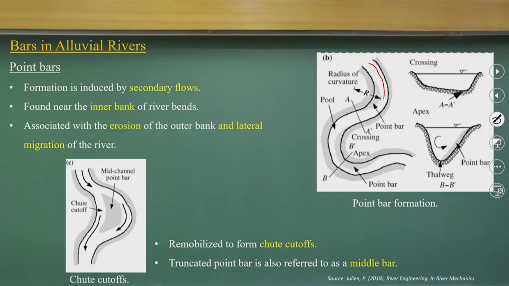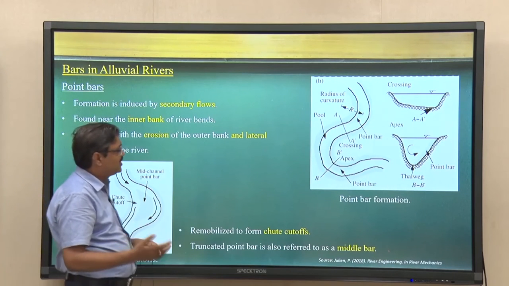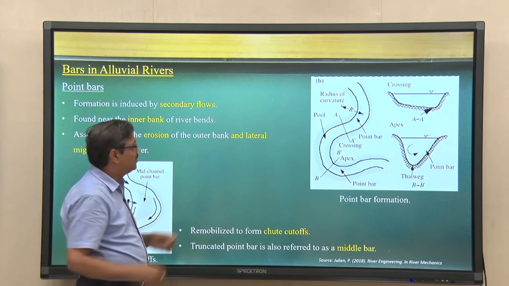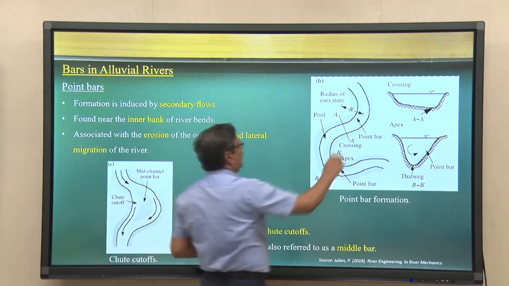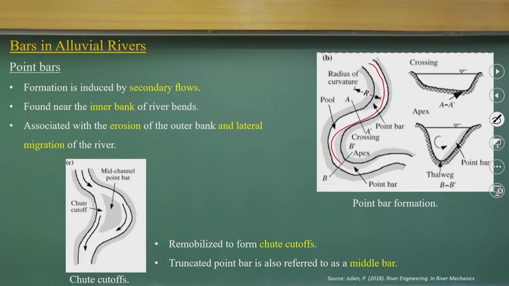Now, if you look at the next one, very interesting, this point bar formation. Again, I am telling you to just sketch the figures to understand the river mechanics. If you have a river, you will have point bar formations, okay. There will be a pool, there will be the point bar formations, the river crossing point will be there. And if you take a cross section at A-A dash, which is just a crossover, you can have a shape close to parabolic.